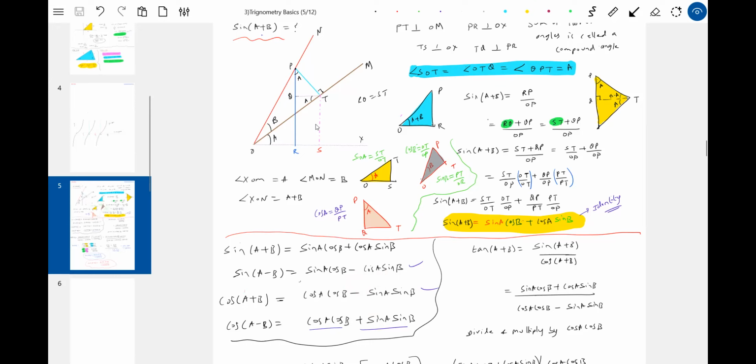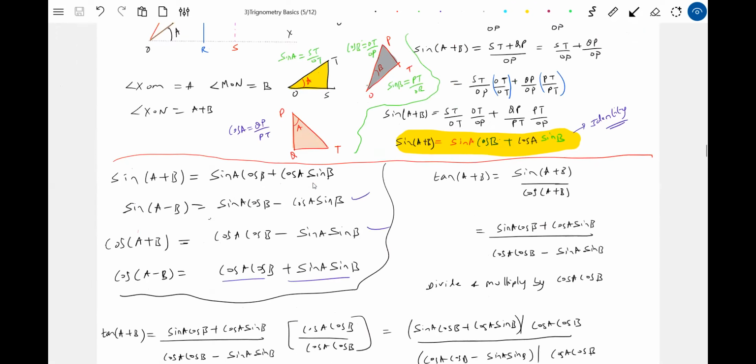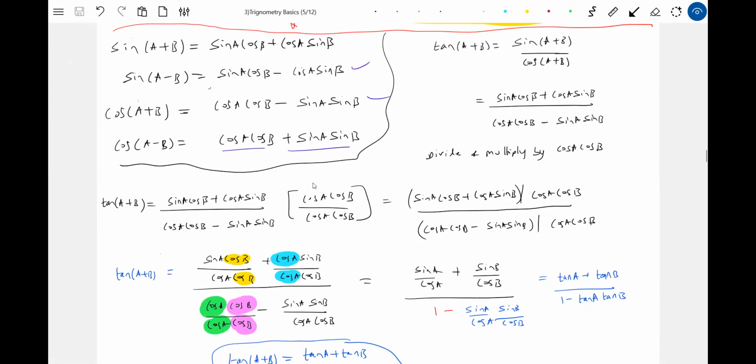Now, similarly, tan of A plus B. We know tan theta is sin theta by cos theta. So I'll write sin of A plus B by cos of A plus B. Sin of A plus B, we have this expansion. Cos of A plus B, I have the expansion. Let me magnify. So cos of A plus B expansion is cos A cos B minus sin A sin B.